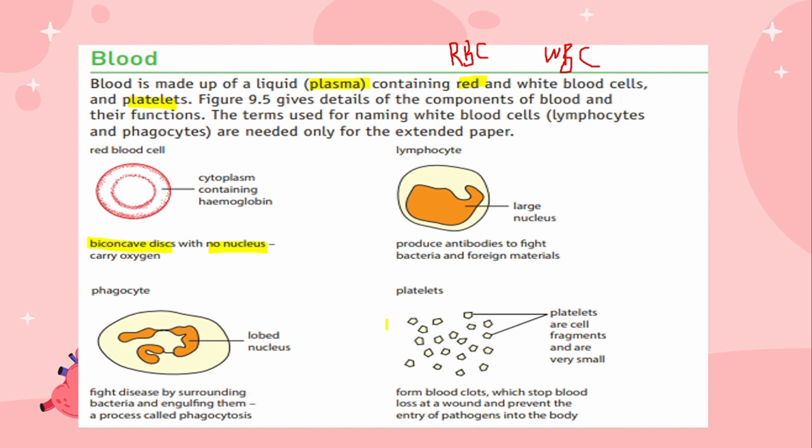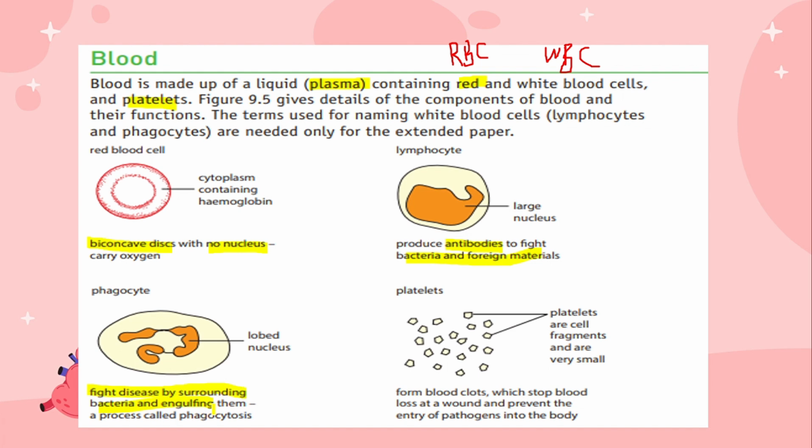Now going to our two white blood cells, which are the lymphocyte and the phagocyte. A lymphocyte has this large structure inside, which is the large nucleus. It produces antibodies to fight bacteria and foreign material, while the phagocyte would engulf. You can see this lobed nucleus so that it can curve its shape and get the material that it wants to engulf into it. So it fights diseases by surrounding the bacteria and engulfing. The process is called phagocytosis.